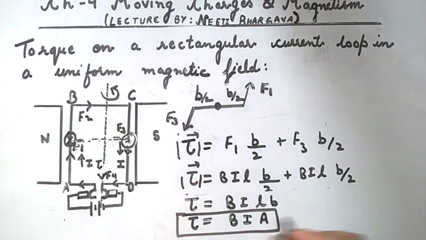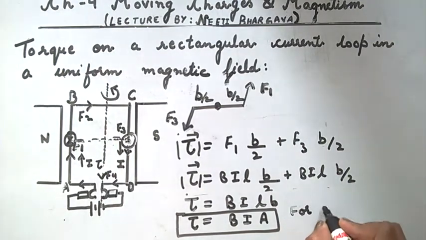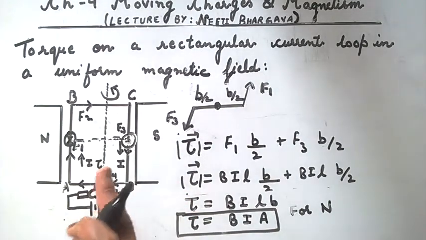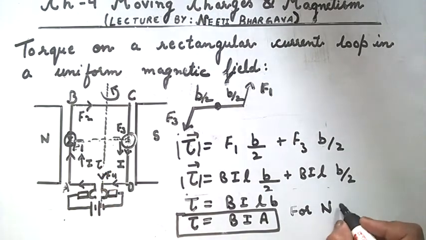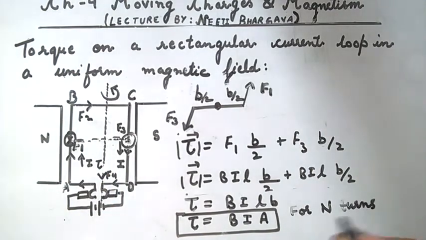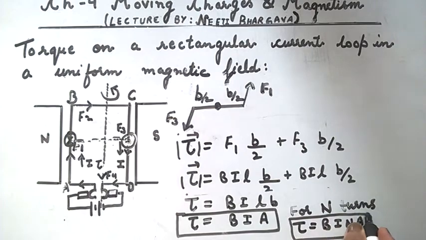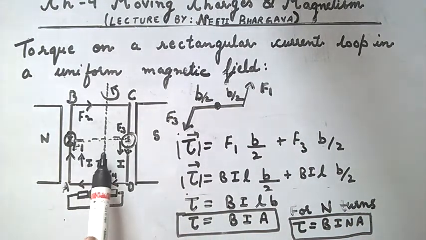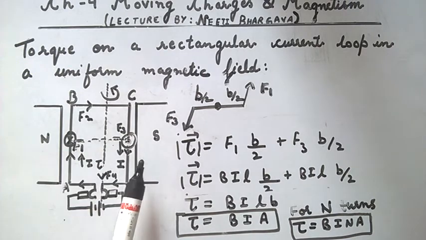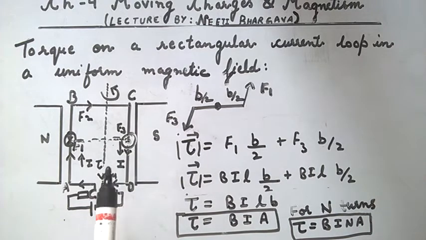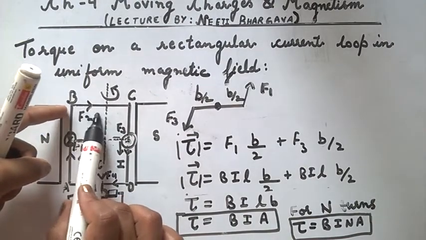For N turns, where N is the total number of turns in the coil. Here we have calculated this for one turn of the coil. For N turns, torque is equal to BINA. Now this is the case when the rectangular coil is in the plane of the magnetic field. Now let's study the case when the rectangular coil is making an angle theta with the uniform magnetic field.